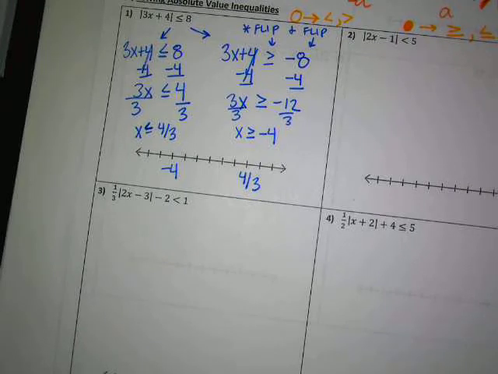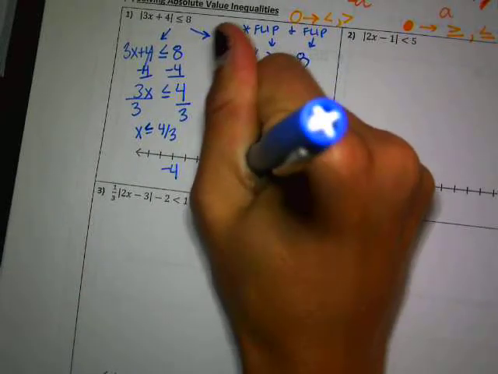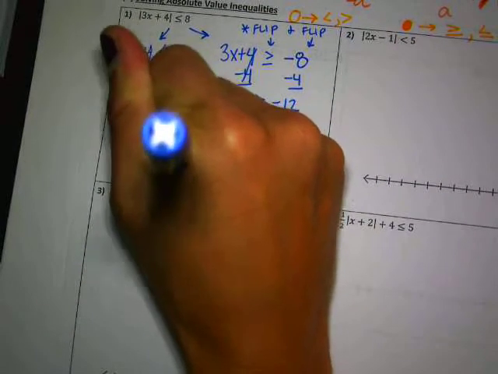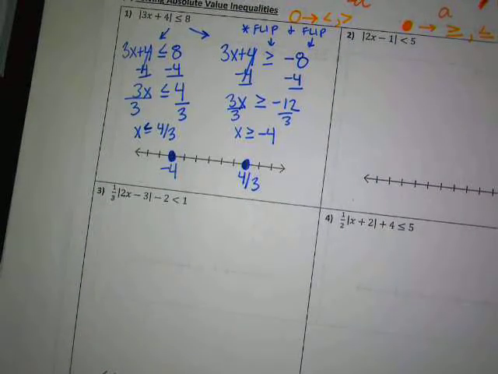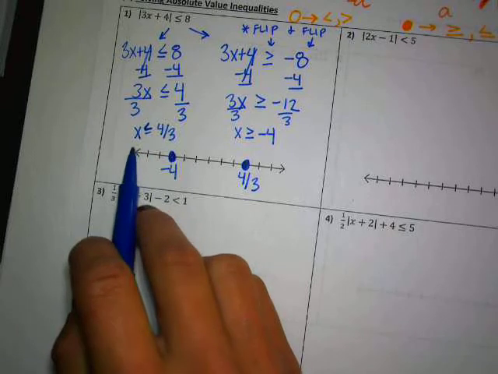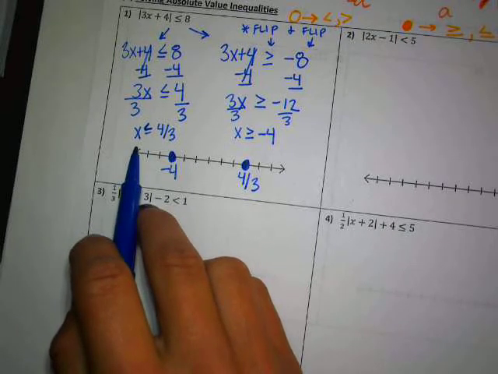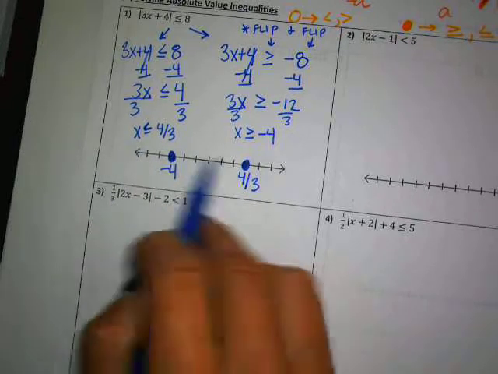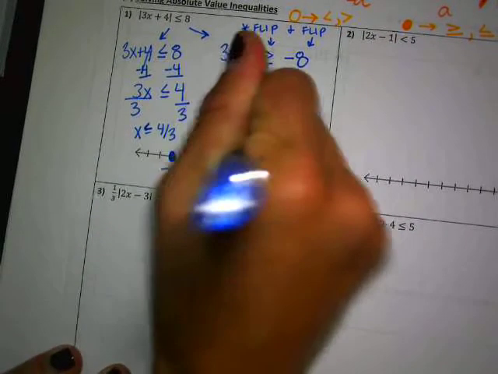Do I have an open circle or a closed circle? Closed circle on both sides. Right, they're both closed. And now I want to figure out which way I'm going to shade. On this one, 4 thirds, is it less than or greater than? So are you going to the left or to the right? To the left. So y'all are going to be shading to the left here.